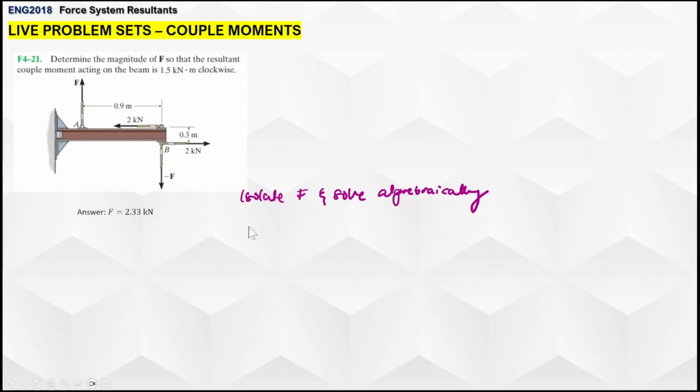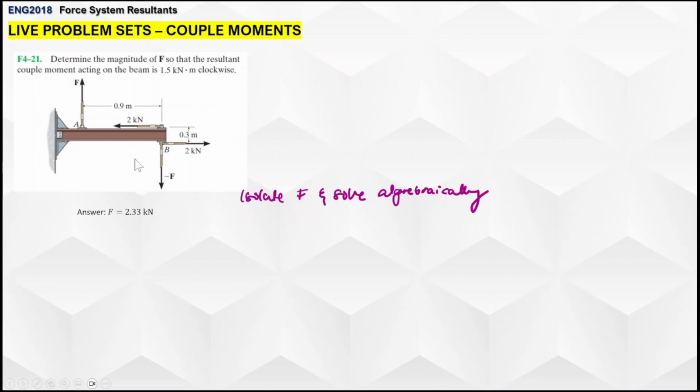Okay, next up. Let me just edit this. Find F and solve algebraically. I think I didn't animate it. Anyway, this one is actually quite simple, because I think I've given enough sample problems here to know what to do. But essentially, we're going to apply the equivalent couple method to determine F here.